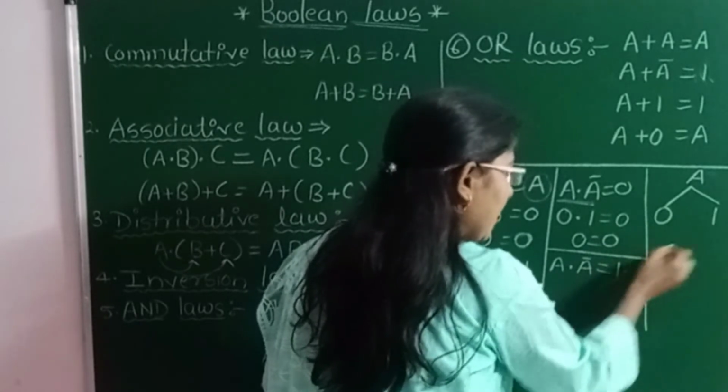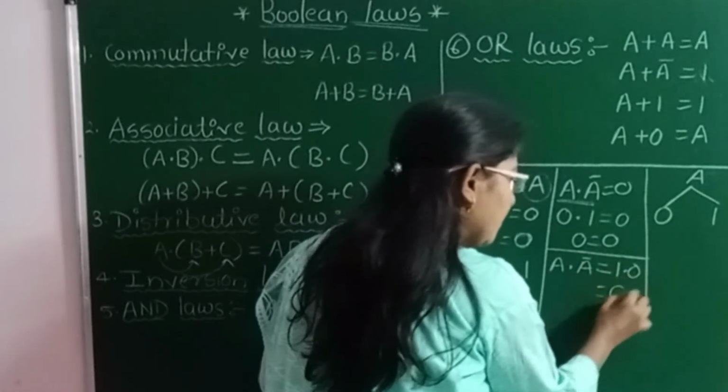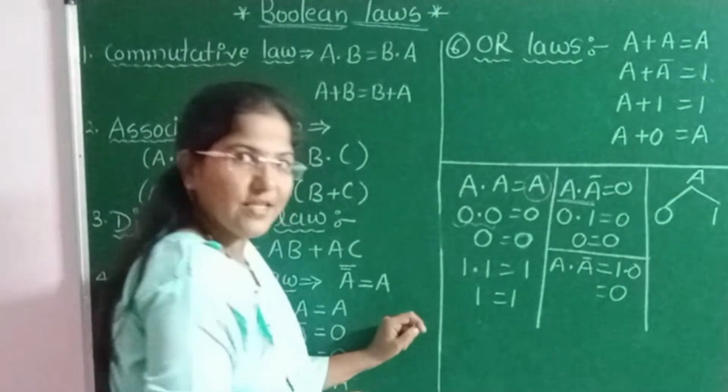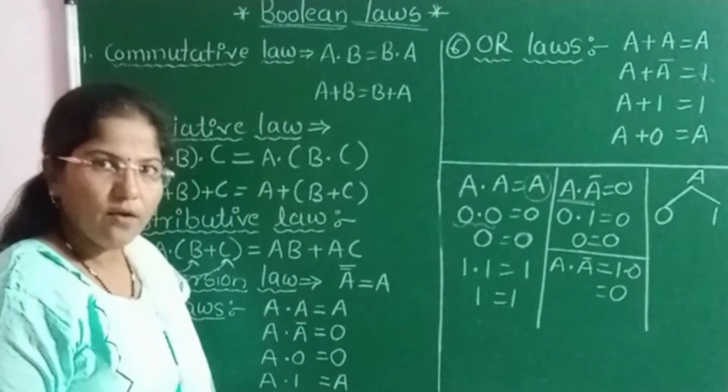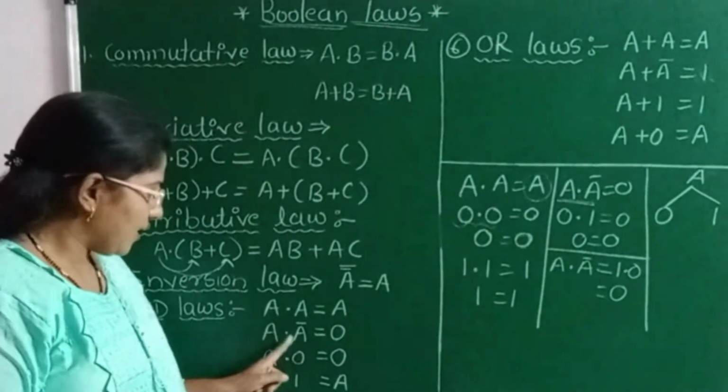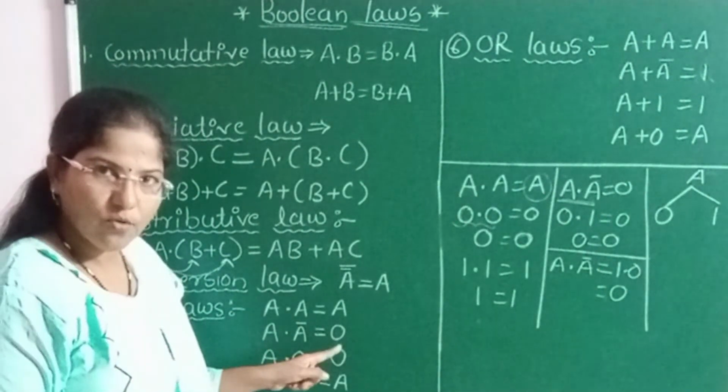So A bar will be 0, equal to 0. So we are getting the 0. So whatever may be the value of A, either 0 or 1, A dot A bar equals 0.